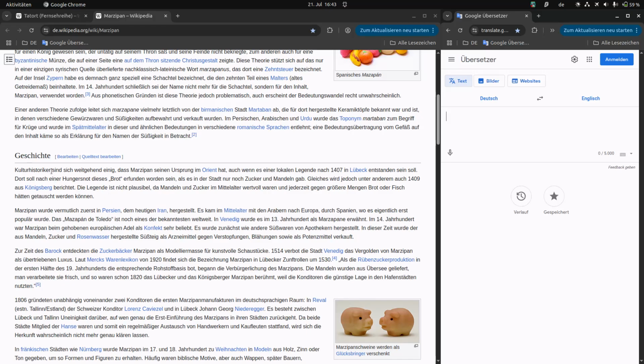So, Kulturhistoriker sind sich weitgehend einig, dass Marzipan seinen Ursprung im Orient hat, auch wenn es einer lokalen Legende nach 1407 in Lübeck entstanden sein soll. So for the explanation, that was what I was referring to earlier in terms of Germany and Lübeck. We're going to get into that.